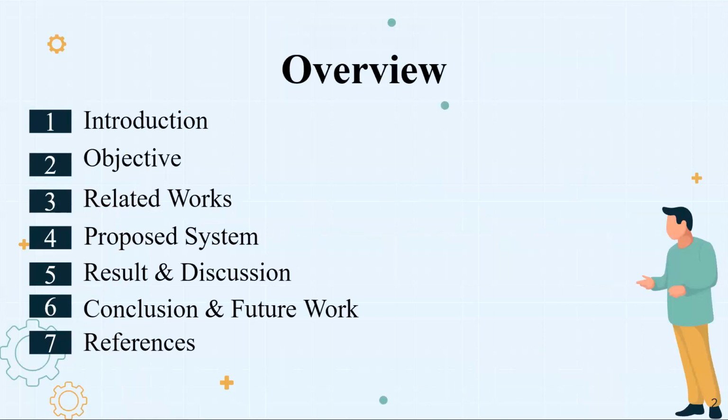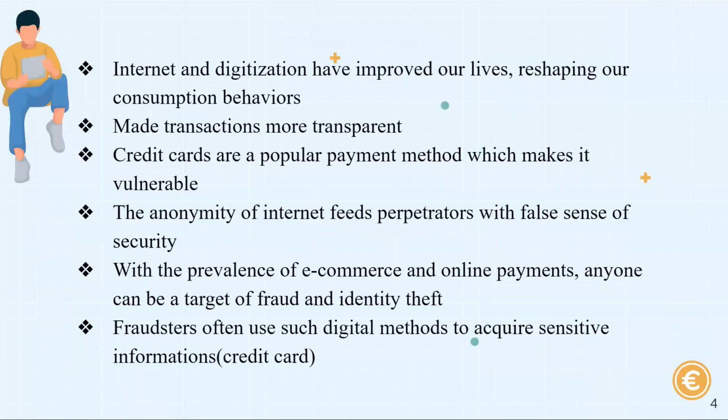So this is my overview. We know that the internet and digitalization improved our lives for the better, and shifted our consumption behavior. It made transactions more transparent and easier. One such popular method of payment is the credit card, and it allows us to make quick transactions, smooth payments, etc. But in spite of all this, credit cards are also a major target for scammers, and the anonymity that the internet gives these perpetrators a false sense of security.